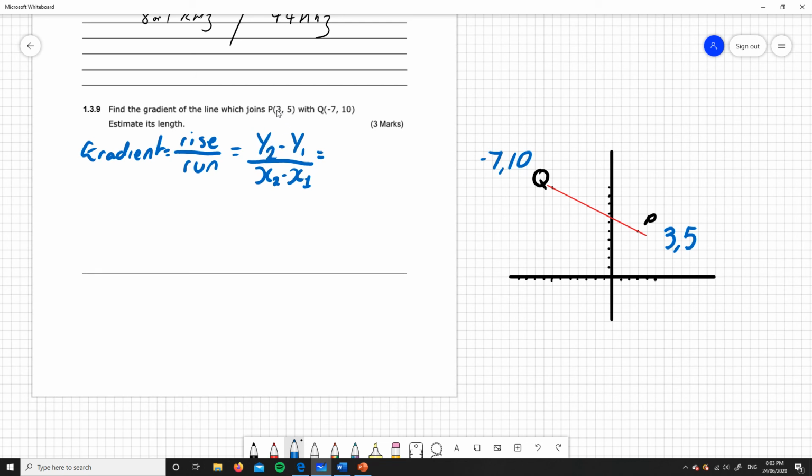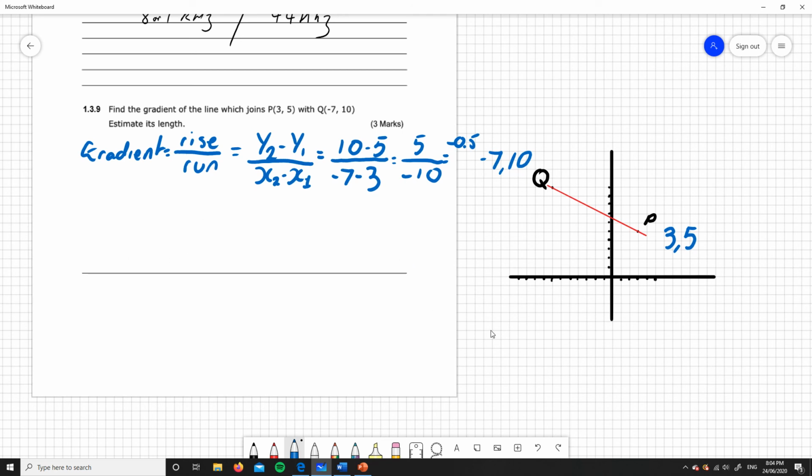With that one, all I need to do is substitute my values. So y2 is going to be 10 minus y1 being 5, divided by x2, which is going to be -7, minus 3, leaving me with 5 over -10. So 5 divided by -10 will leave me with -0.5, which is going to be my slope or gradient.